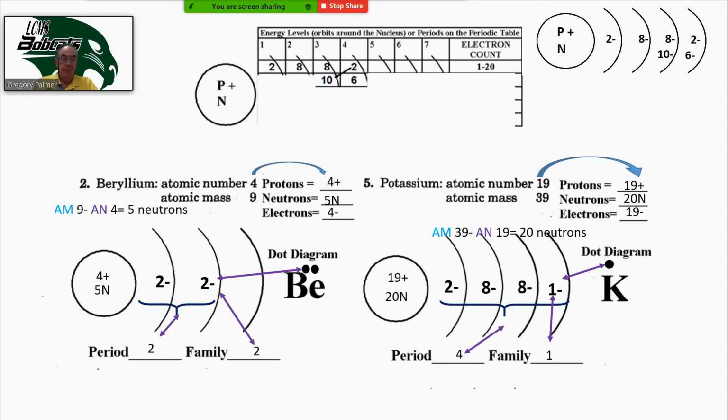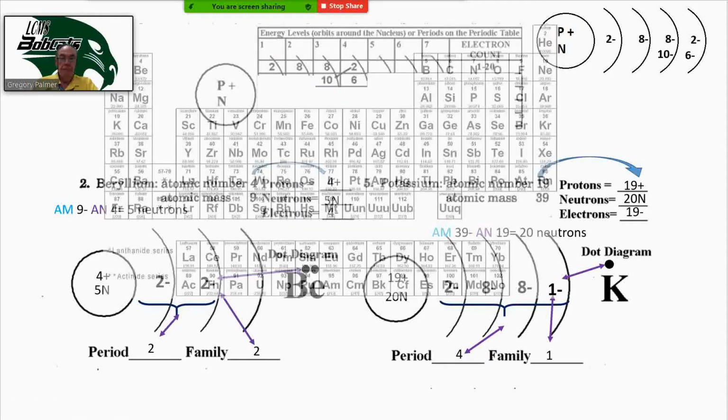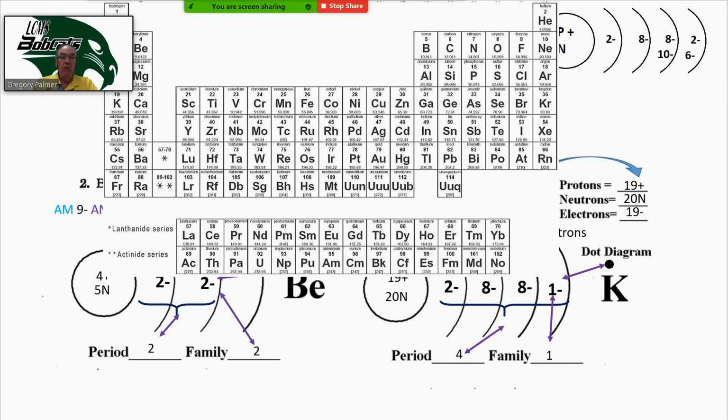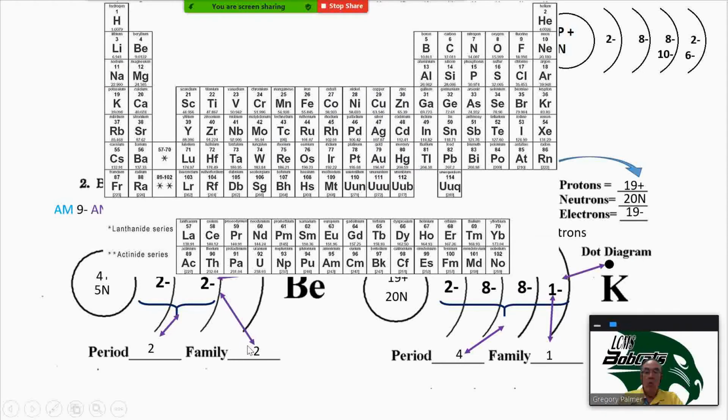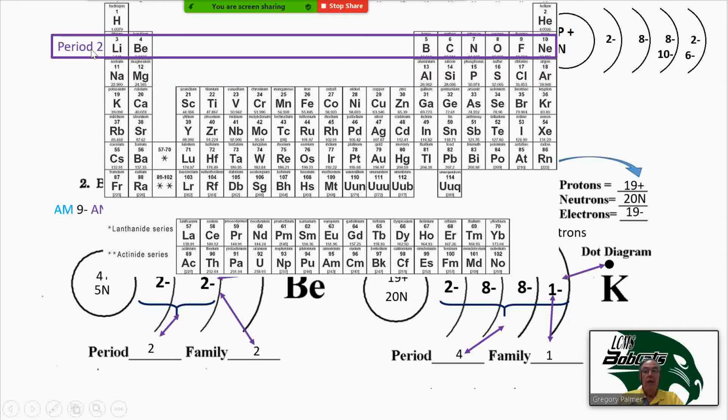Now let's take a look at the periodic table and see if we did this correctly. We thought we would find beryllium on period 2, family 2. Well, if we look along period 2, it's these 8 elements. And that's why there's only 8 electrons on the second energy level.